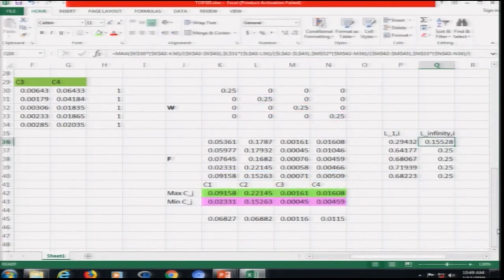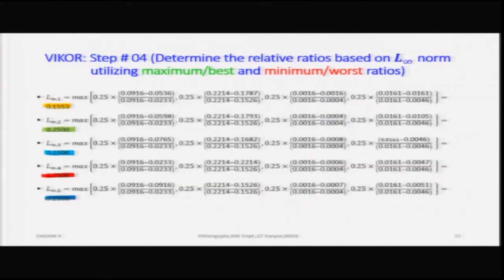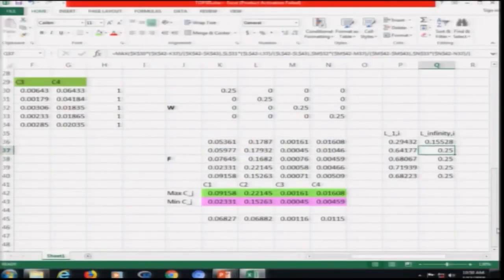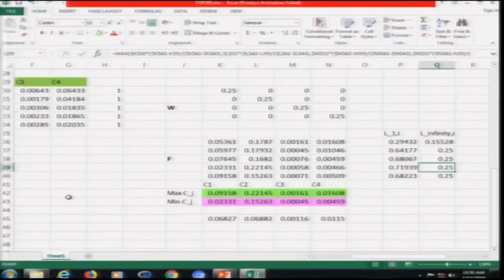So, the values in L infinity for the ith alternative 1, 2, 3, 4 are given as 0.155, then all values are 0.25. Let us check whether they are there. If you see, the first one is 0.1553 and the rest are all 0.25 as it is. The green color, the light blue color, the red color and the dark blue color. So, the values are maximum.